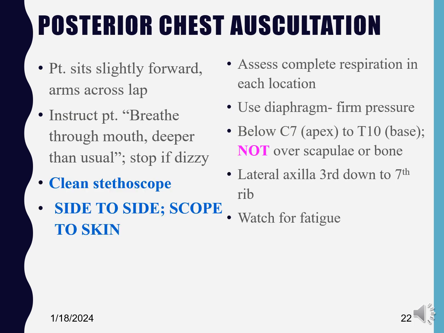When we're listening to the posterior chest, we're going to have the patient lean forward slightly. And when you get to the base of the lungs down at the T10 space, the thoracic intercostal space T10, you may have to have them take a deep breath a little bit more. But we're going to start below the C7 vertebra prominens at the apex and go all the way down to the T10 at the base.